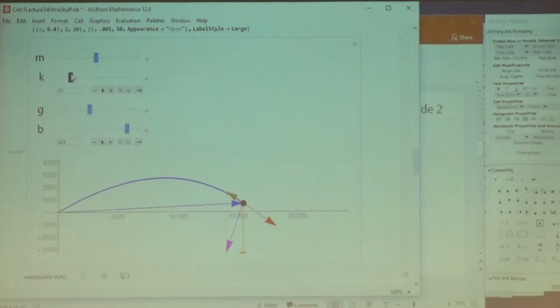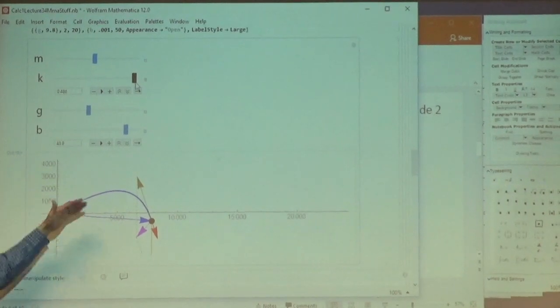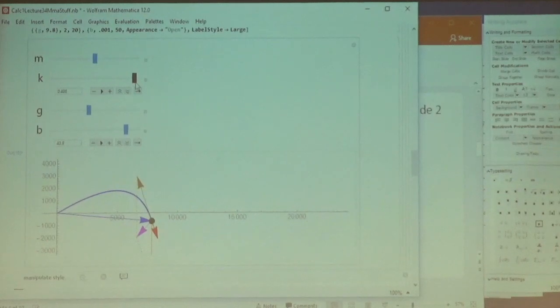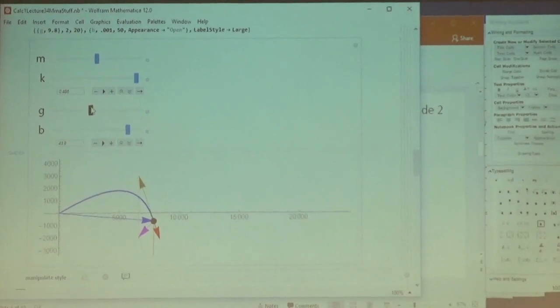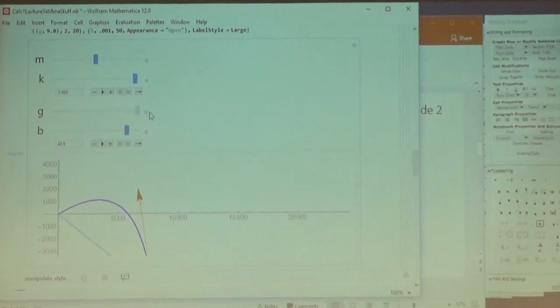watch what happens. Ready? 1, 2, 3, go. Increasing k, right? It doesn't travel as far. Isn't that cool? And it's definitely no longer a parabola. I mean, if k is positive, it's definitely not a parabola, but it's more extreme if it gets larger. What if gravity gets larger? Then it doesn't stay in the air as long either. What if m is larger? Then it actually does stay in the air longer. It goes further if the mass gets bigger, according to this model.